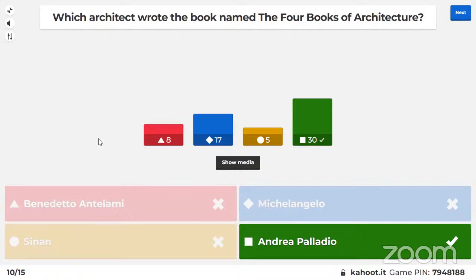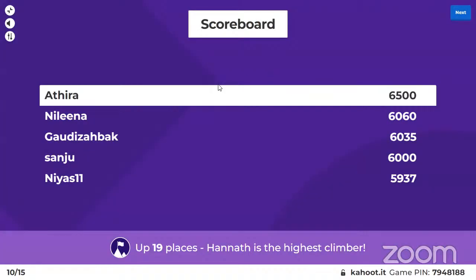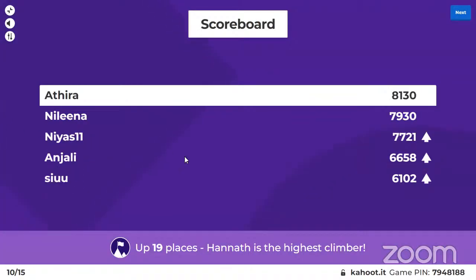So which architect wrote the book named The Four Books of Architecture? It was written by Andrea Palladio, the famous Italian Renaissance architect. So he was mostly influenced by Roman and Greek architecture, and it was reflected in his works also. Andrea Palladio. Scoreboard. Adira with 8130 points.